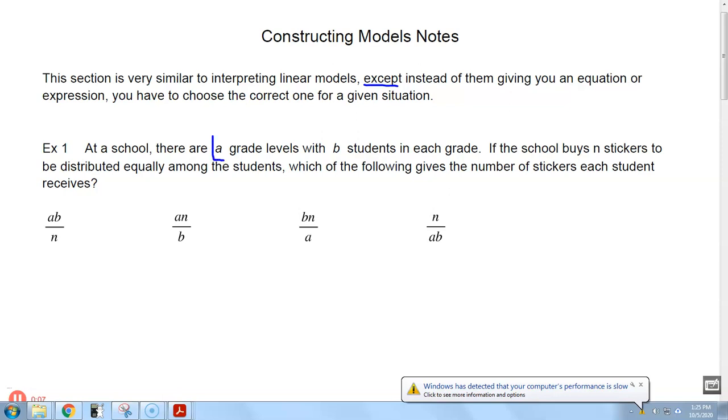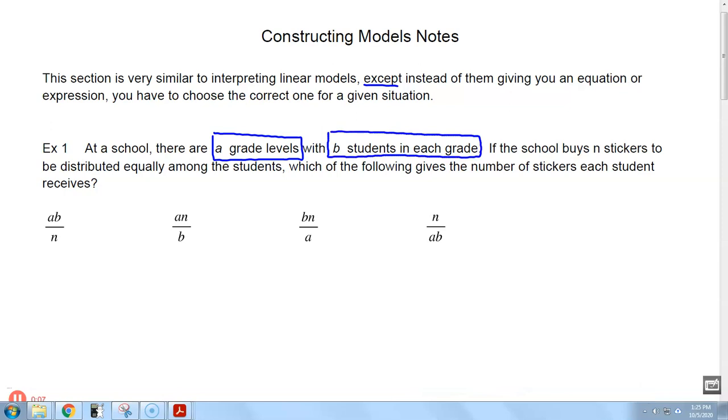We have A grade levels. We have B students in every grade. And then N is the number of stickers that we're going to try to distribute. Now, what we're really after, the very final question says, which of the following gives the number of stickers each student receives, or each student gets? So our final question is, how many stickers per student?